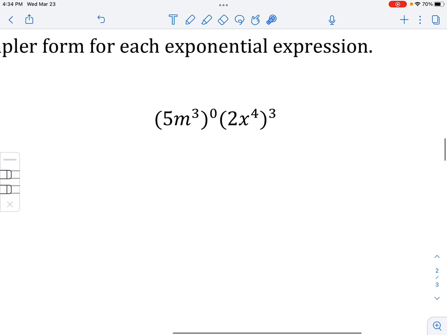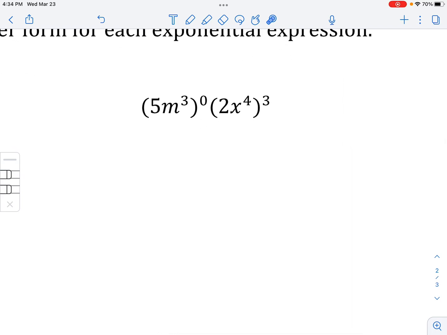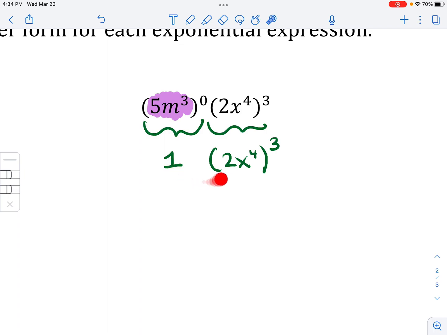So when I move on to the next one, it looks a little bit more complicated. But again, remember, anything that's raised to the 0 is 1. So 0 is my exponent. The base that it's attached to is that whole thing. So that whole thing turns out to be a 1. And then I'm just going to bring that statement down. Again, remember, anytime you have a 1 there, it keeps this thing the same.